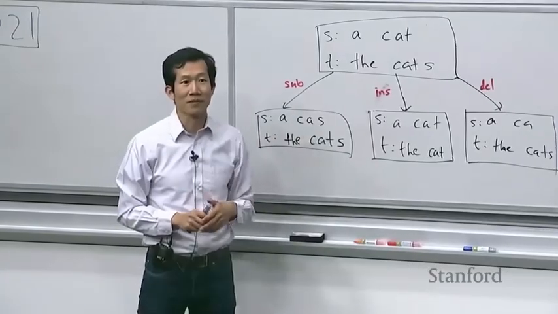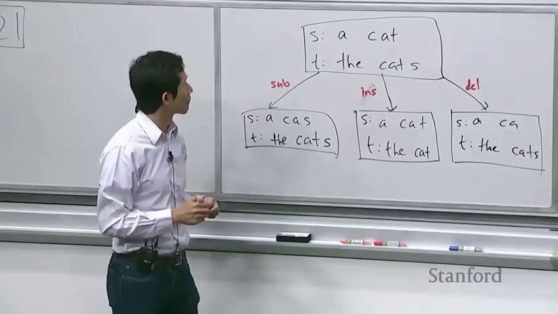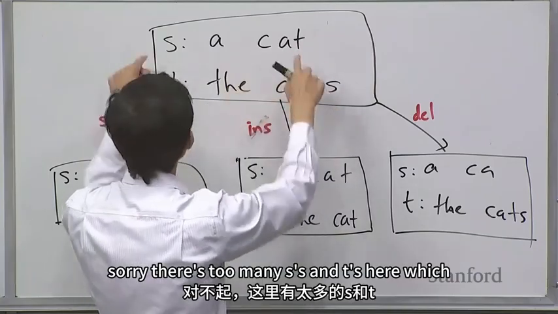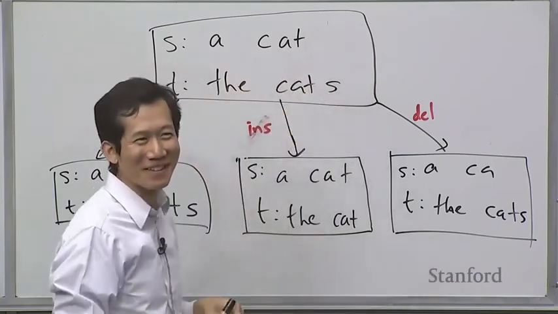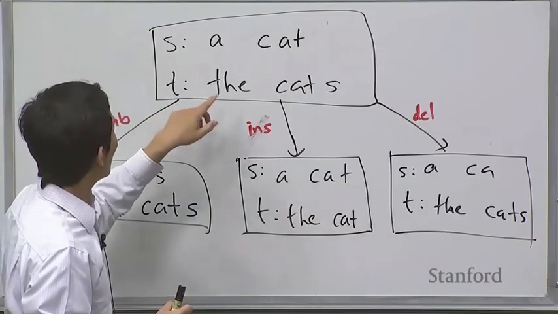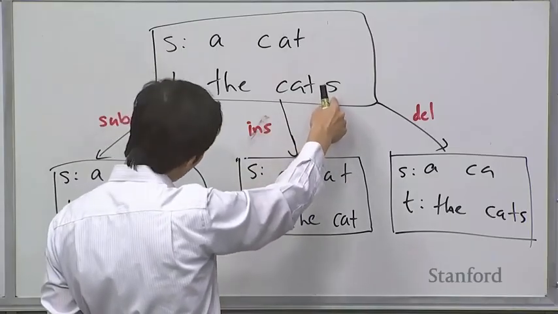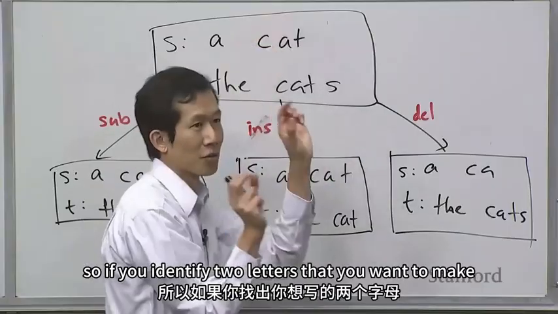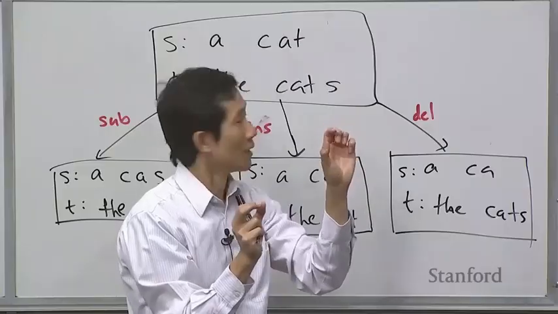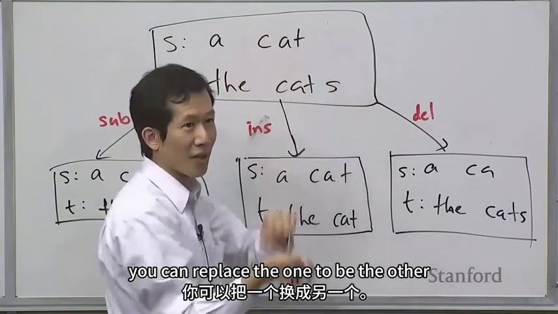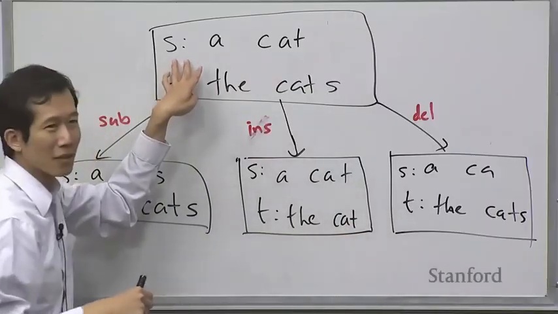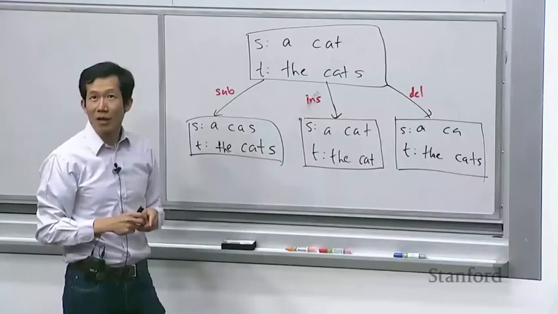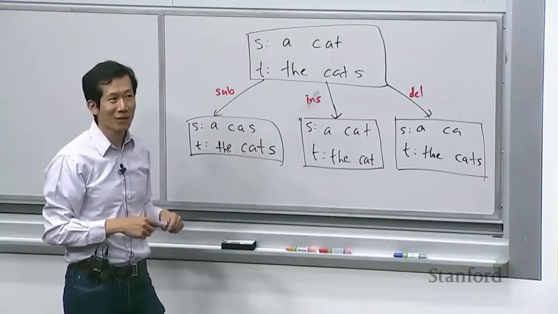Okay, so which one should I choose? What about the substitution the other way? The substitution the other way, meaning change S to T. Sorry, there's too many S's and T's here, which is unfortunate. As in replace the last S with T. Oh, you could. Did we eliminate that, or did we not? You can think about that as kind of equivalent. If you identify two letters that you want to make the same, then you can replace the one to be the other or the other to be that. Officially we've been framing it as we're only editing S, which is the reason that it's asymmetric. Okay, so which one of these? Door A, door B, or door C?